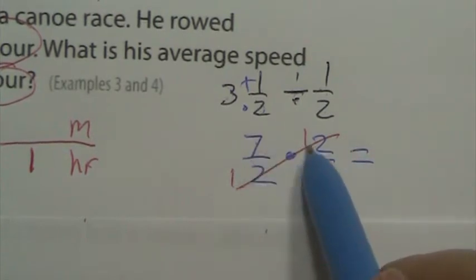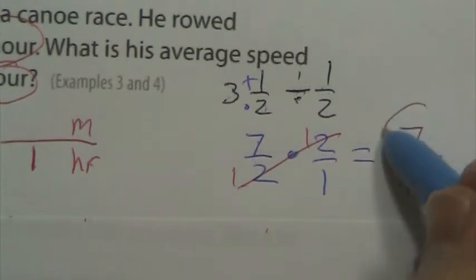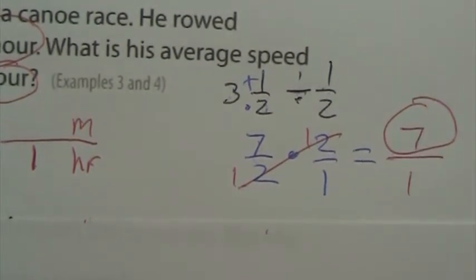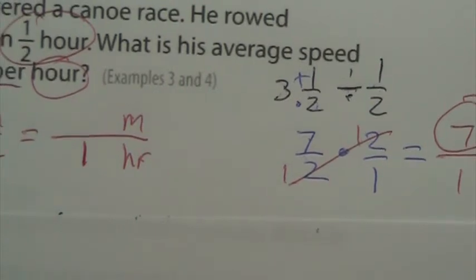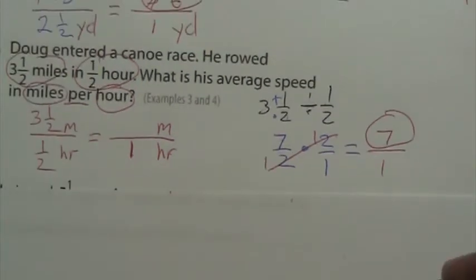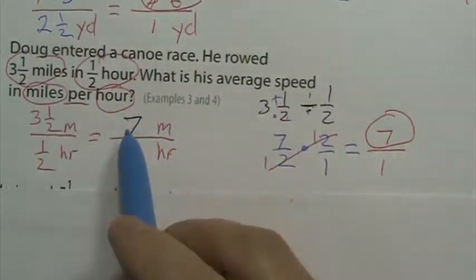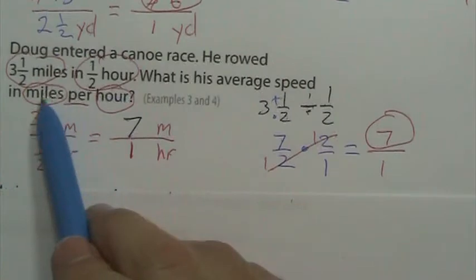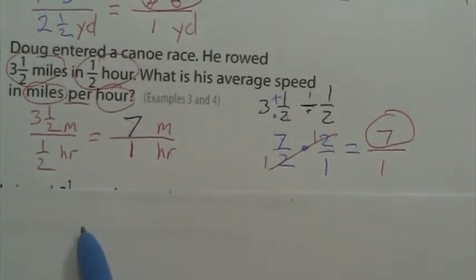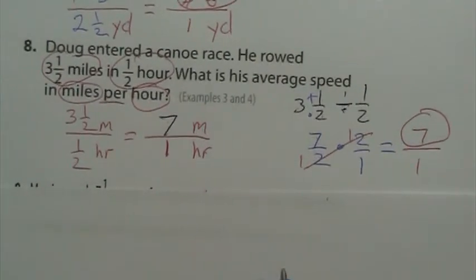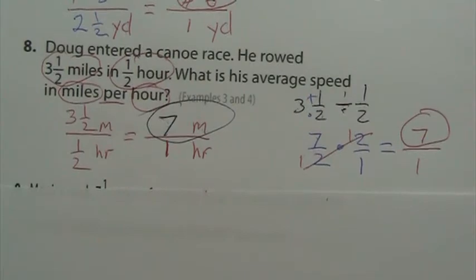So what do you get? 7 times 1? 1 times 1? So the answer is 7. 7 is our answer. So over here, the correct answer is 7. So how many miles? His average speed in miles per hour? 7 miles per 1 hour.